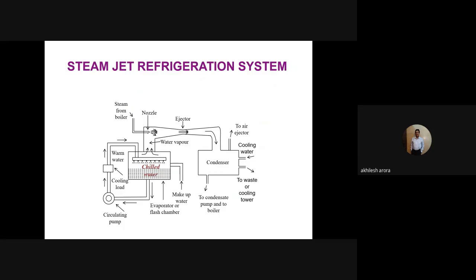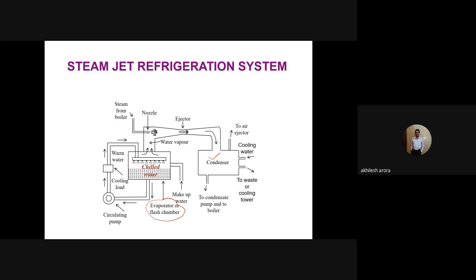Now this is the schematic diagram of a steam jet refrigeration system. So first of all, let us see what are the various components so you can acclimatize yourself to what is a steam jet ejector refrigeration system. So first thing that you can see here is evaporator or the flash chamber. So this you know already. Then you know about the condenser also. This is also present in case of a vapor compression system. Besides this, we have the other components. What are those other components?